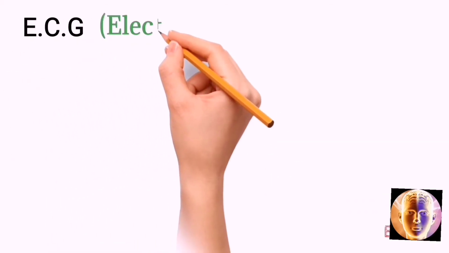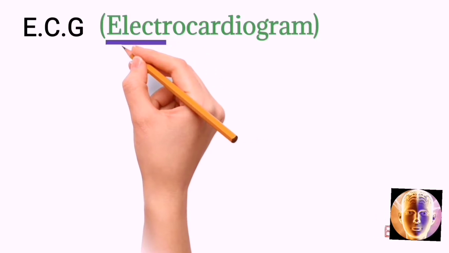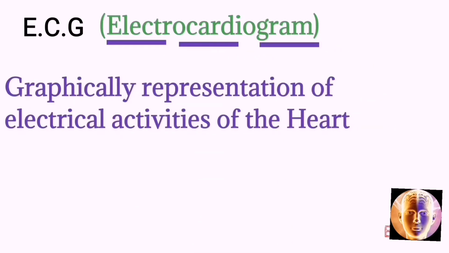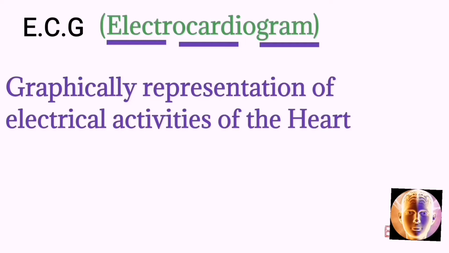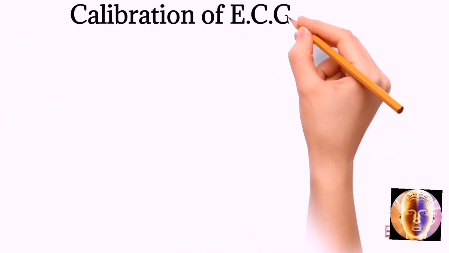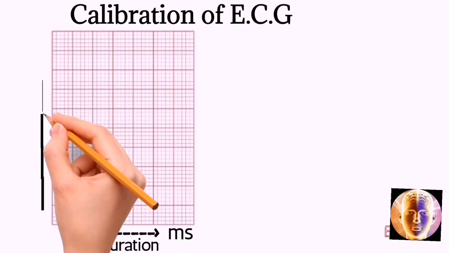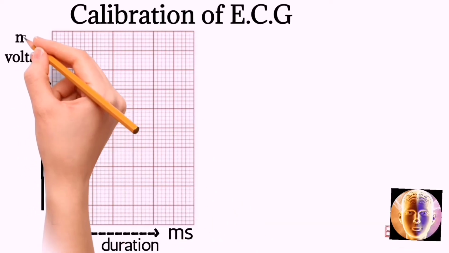ECG or electrocardiogram. Electro is for electrical, cardio is for heart, and gram is for graph. So it is a graphical representation of the electrical activities of the heart. Calibration of ECG. This is an ECG strip. The X-axis represents duration, denoted in milliseconds. The Y-axis represents voltage, denoted in millivolts.